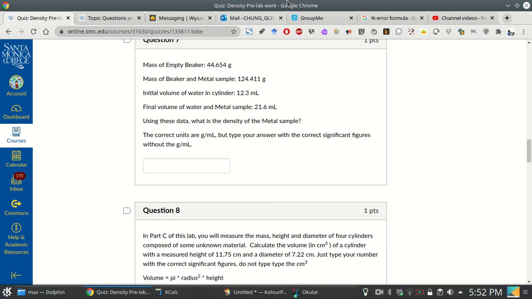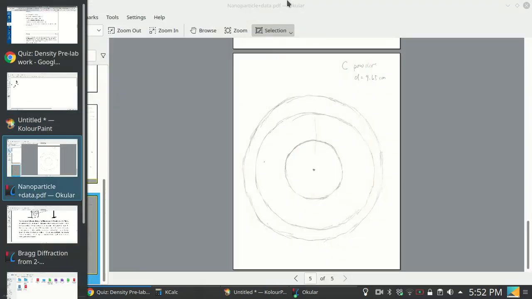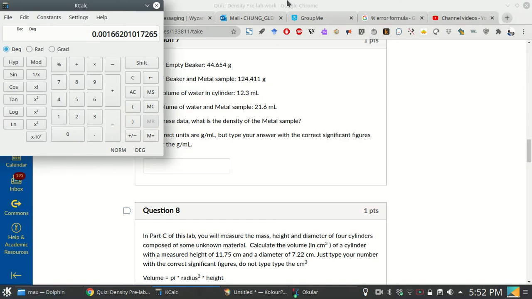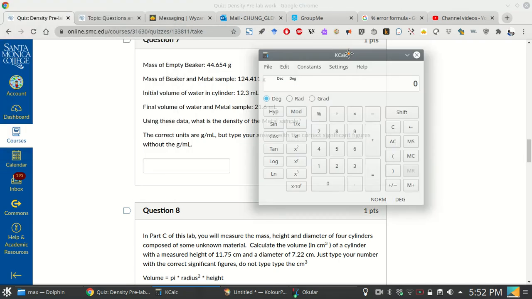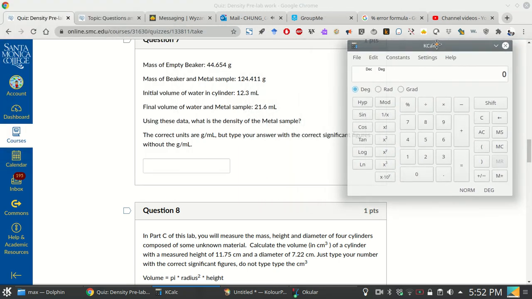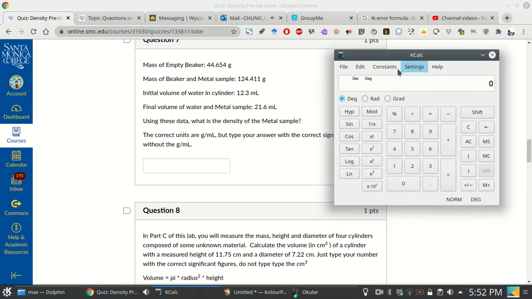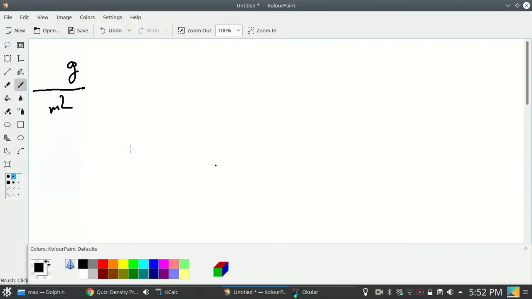All right, so where's that silly old calculator? Oh, there he is. Actually, I probably shouldn't calculate this out because you're supposed to calculate this out. No, you know what? I think this is one of those problems where Canvas changes the numbers, so I guess I will calculate it out. This minus 44.654, 79.757. That's the grams, right?